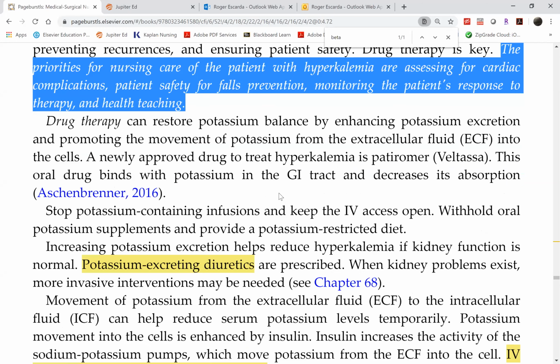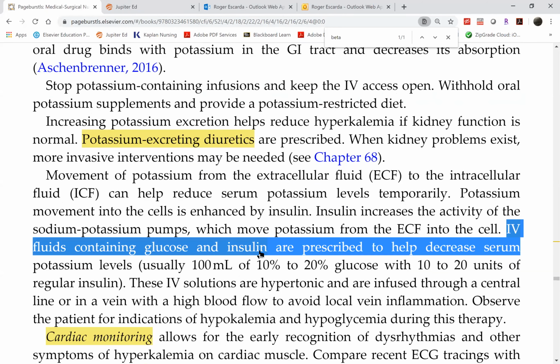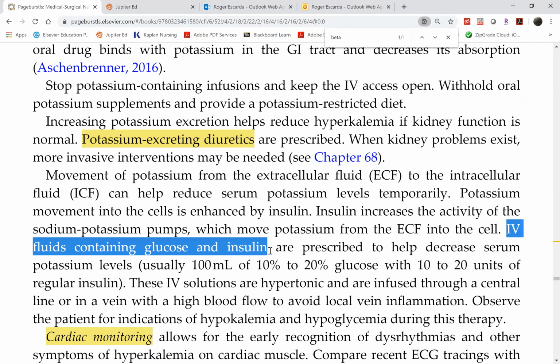So we can use IV fluids with insulin and glucose. It has to be both. Do not give insulin only or glucose only. It has to be both. The drug that will drop potassium by putting it inside the cell temporarily is insulin. If you give IV insulin, it will take potassium into the cell with it. However, because the insulin will drop your blood sugar, you have to give glucose with it. So as insulin is infused, it brings glucose and potassium inside the cell, taking it out of the bloodstream.